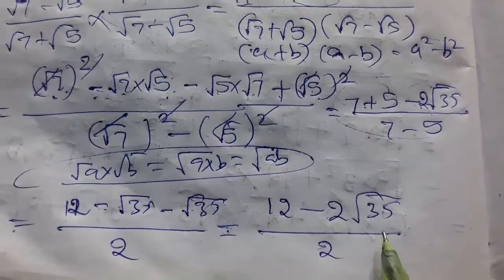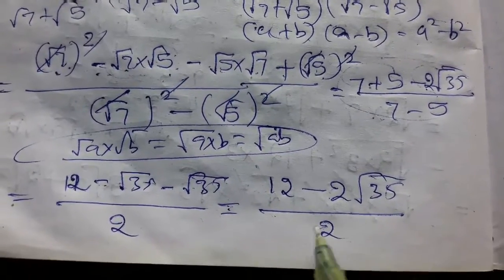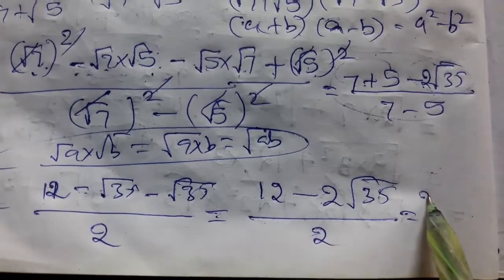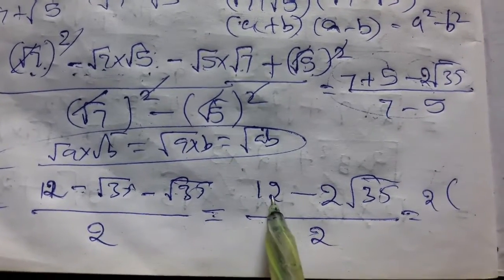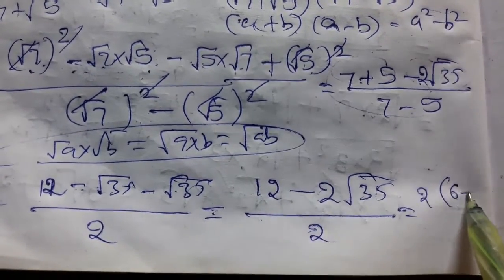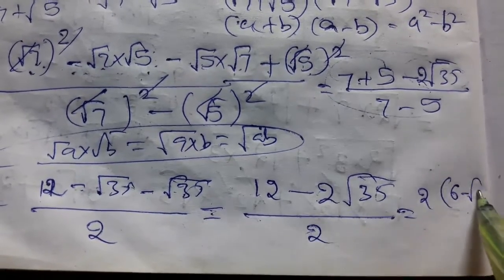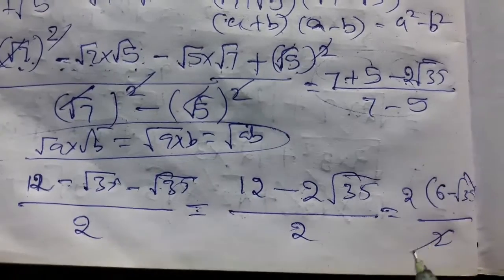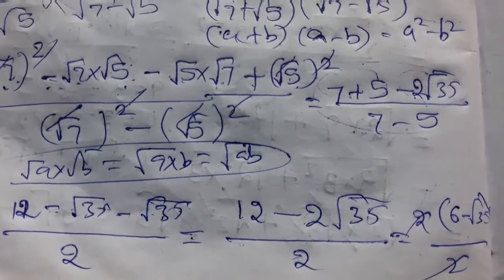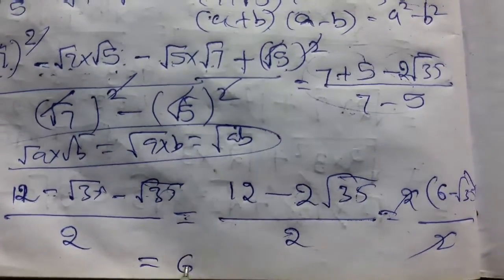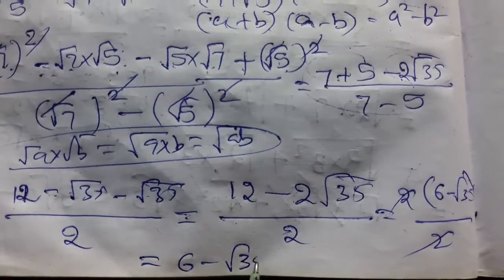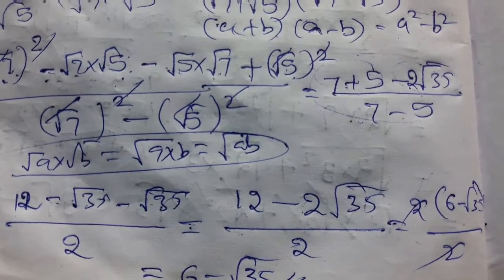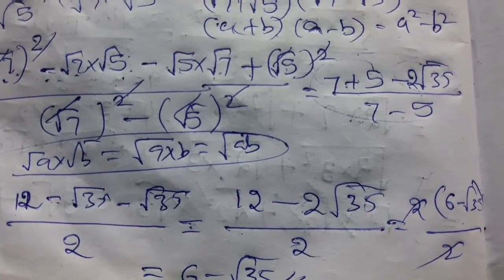Now take the 2 common, that becomes 2 into (6 minus root 35), by 2. Numerator and denominator cancel. The final answer is 6 minus root 35, the answer of the given question. Now move to the next question.